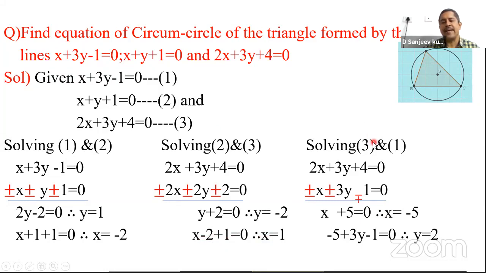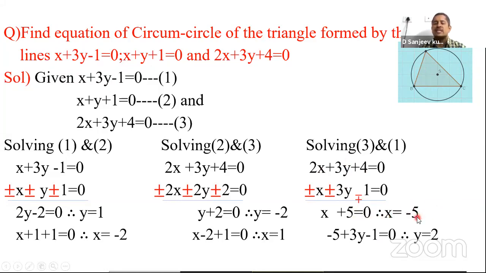Now take the third pair. What is third pair? 3 and 1. So 2x plus 3y plus 4 is equal to 0. x plus 3y minus 1 is equal to 0. In this pair, what you observed, 3y and 3y are same. So simply subtract. When you subtract, the plus has become minus, plus has become minus, and here there was a minus, it has become plus. So 2x minus x is x, 3y will cancel off, 4 plus 1 is 5. So you get the value of x as minus 5.